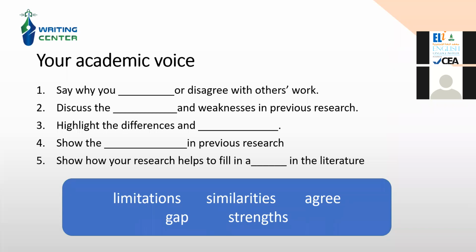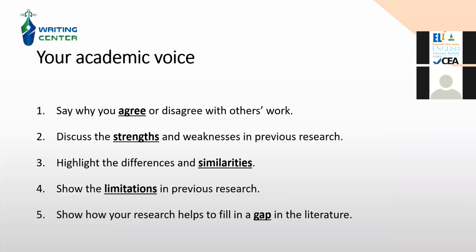And number four, show the limitations in previous research. But when you show the limitations, you need to be fair, okay? And to avoid bias, it's very important. Show how your research helps to fill in a gap in the literature. This is very, very important. Here are the answers.